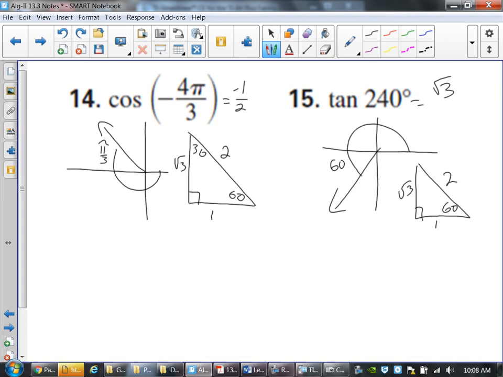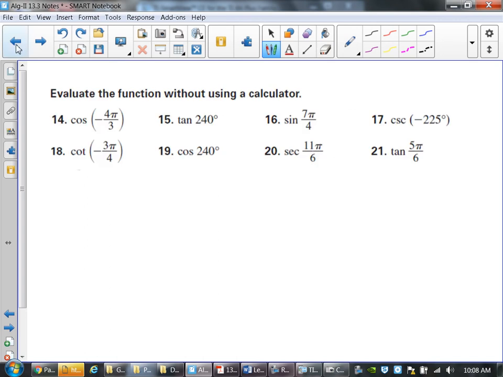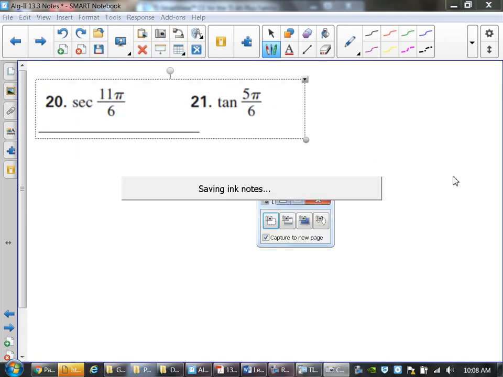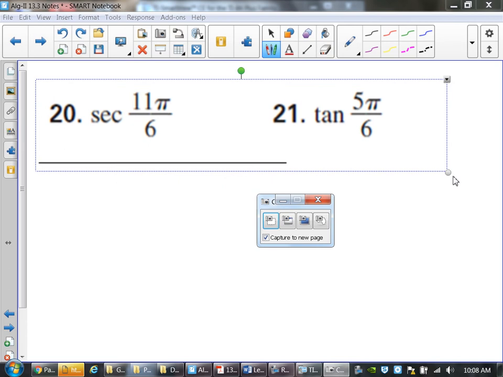Go to the next problem. Not too bad. Spin to the reference angle, figure out which of the two triangles you're working with, and go for it. That's how these things work. Try these last two. I'll give you some problems.